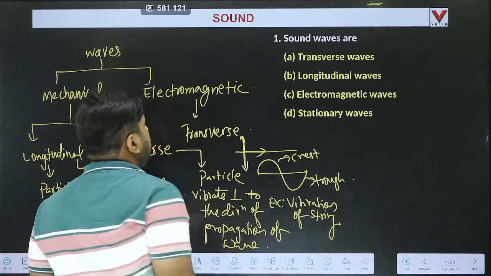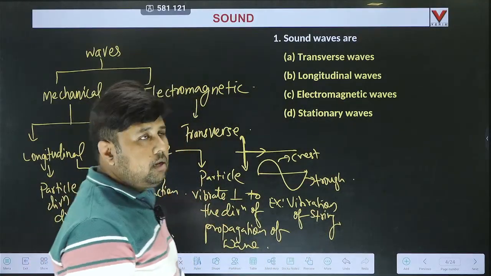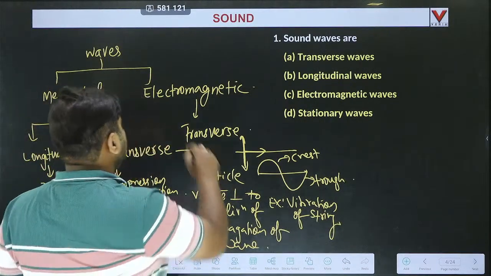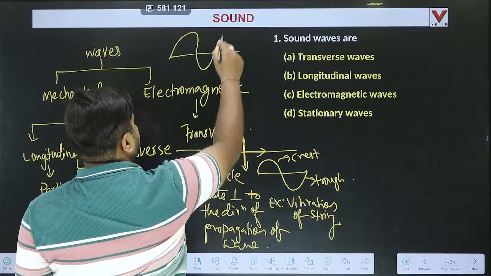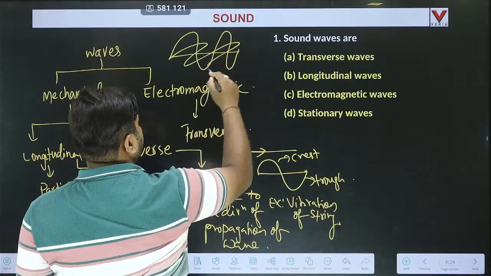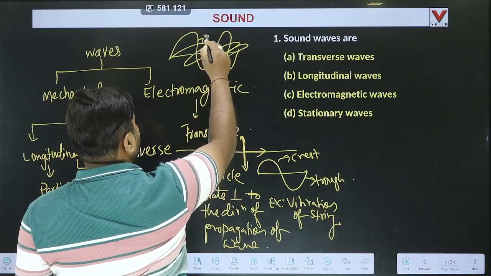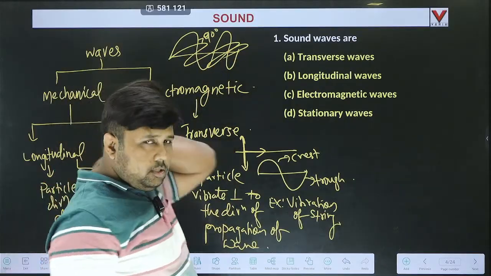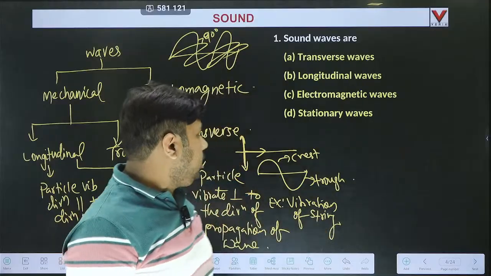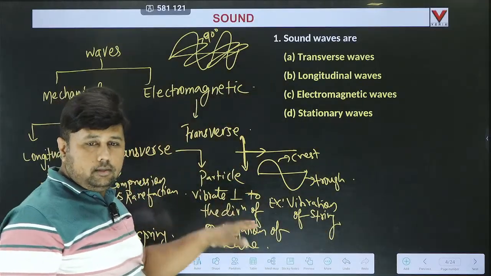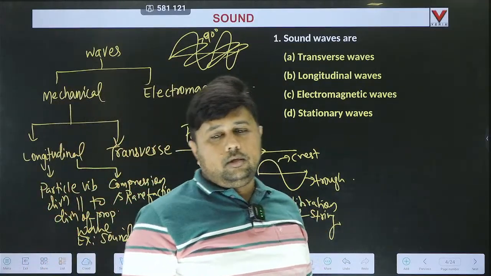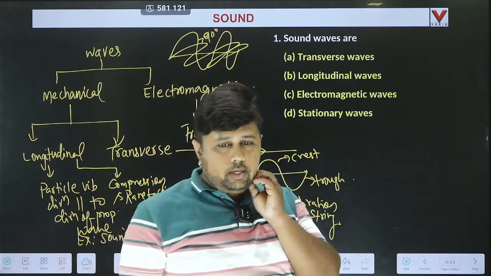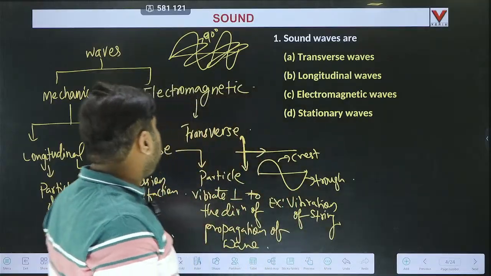Understood. What are electromagnetic waves? Electromagnetic waves are basically transverse in nature. They have an electric field and a magnetic field, and these are mutually perpendicular to each other. They propagate in a transverse manner, meaning crest and trough formation. Light is an electromagnetic wave, heat is an electromagnetic wave.